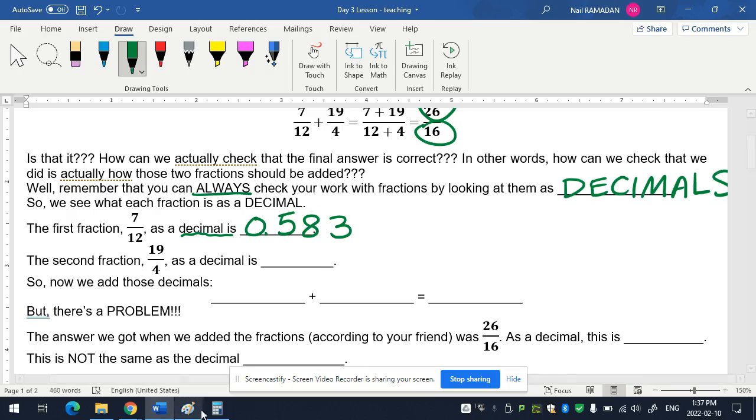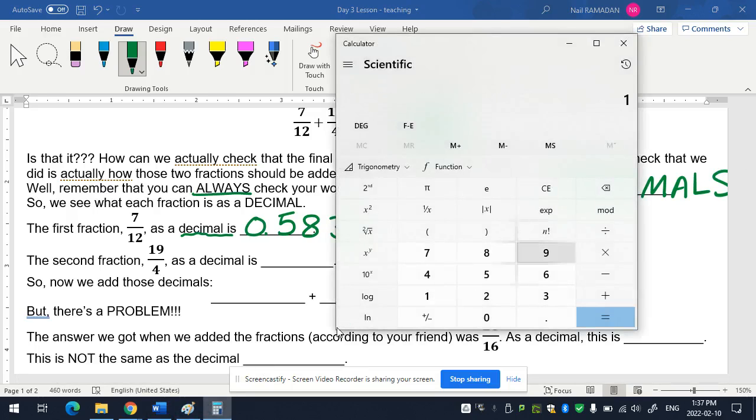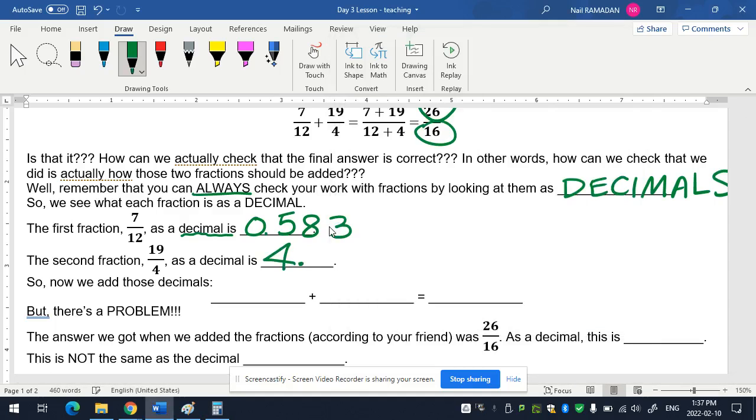How about the decimal for the second fraction? 19 over 4. The good news about 19 over 4 is that it's not going to be an infinite decimal. It will stop. Just 4.75.